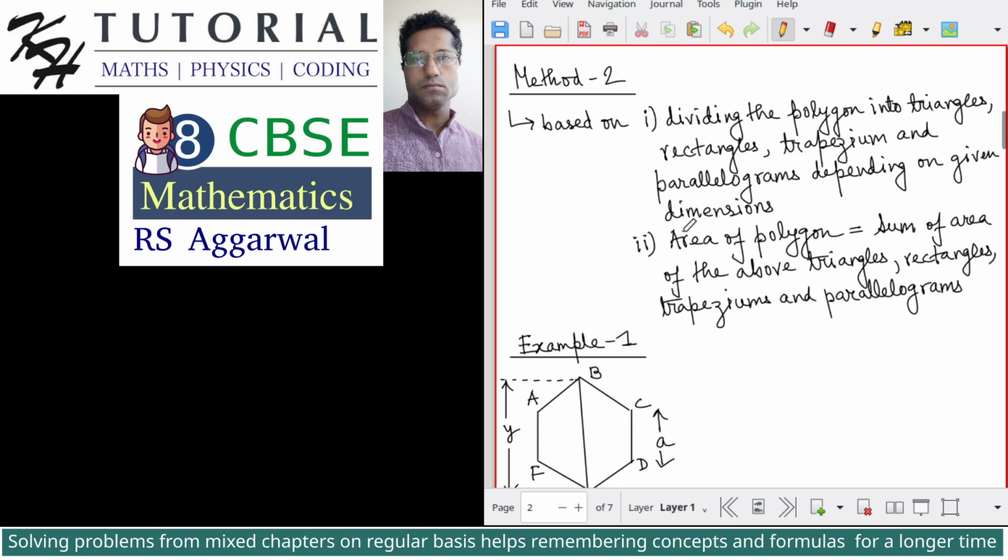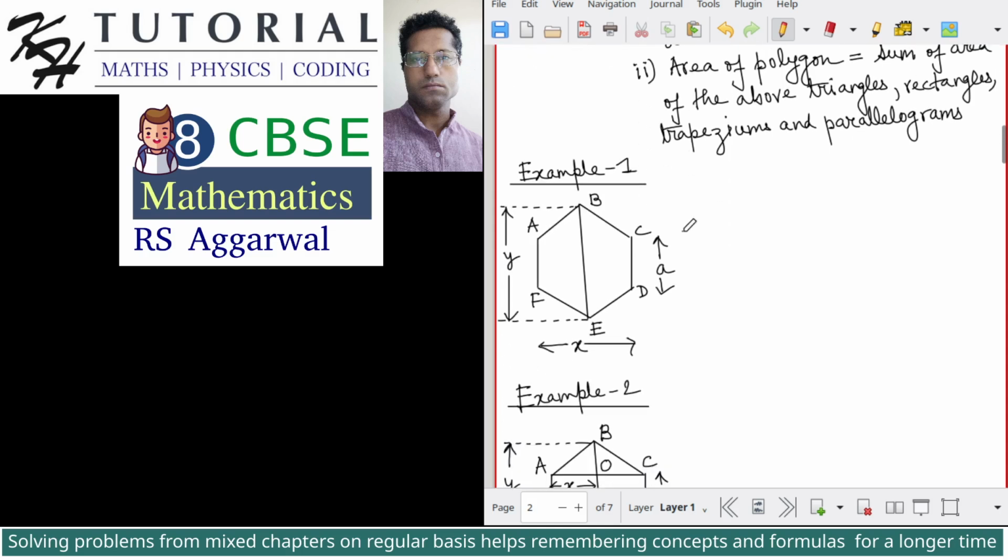And then you just add the areas of these individual triangles, rectangles, trapezium and parallelograms, which will give the area of the whole regular polygon. So this is the basic idea. So let's take two examples.